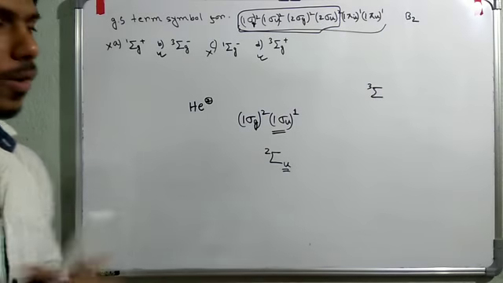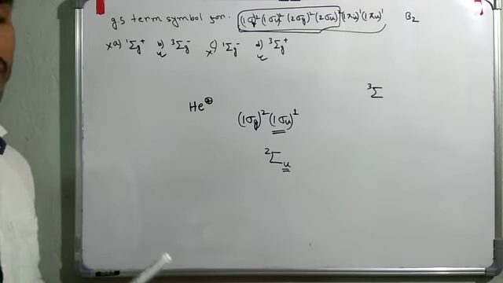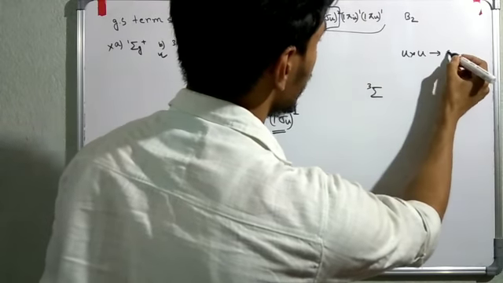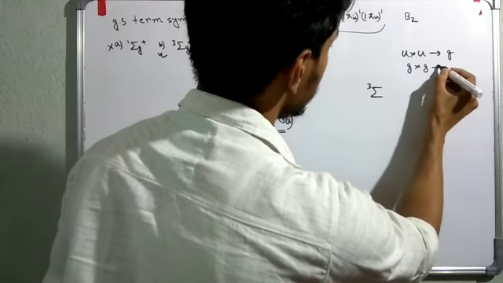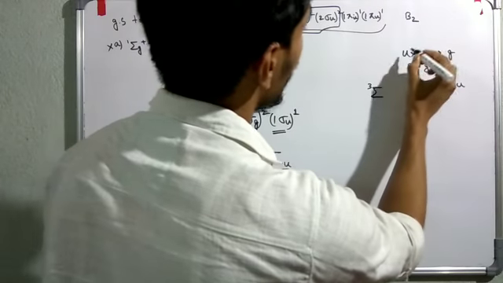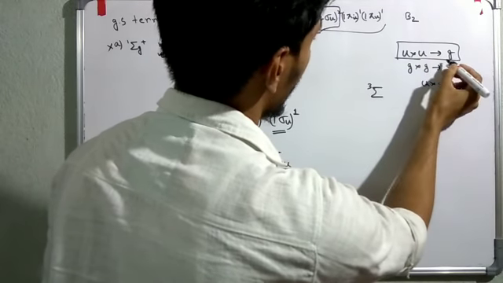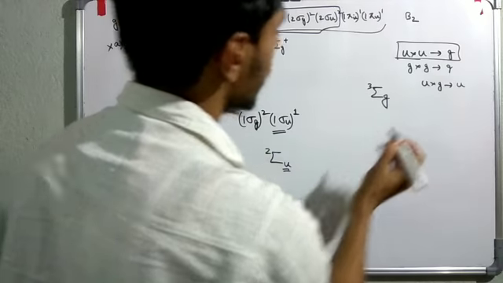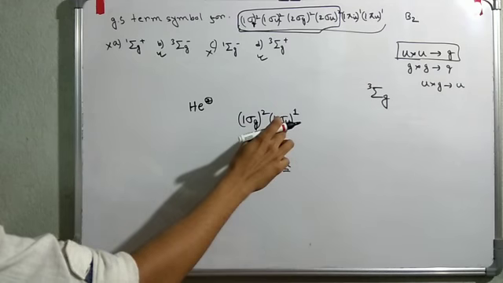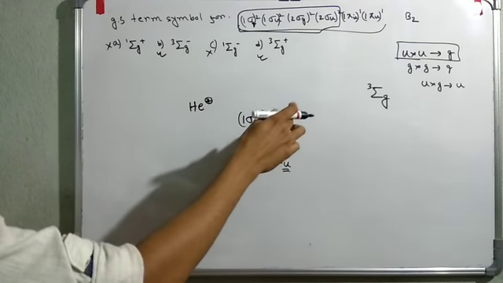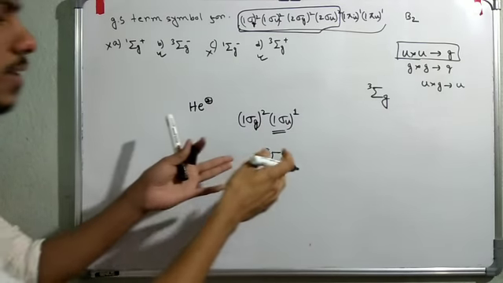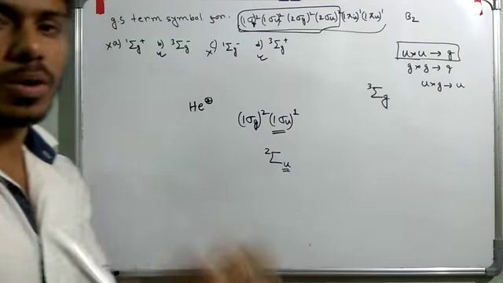So both of them will contribute whether it is gerade or ungerade. And you have to know that if you multiply u and u, you will get g. If you multiply g and g, you will get g. Only if you multiply u and g, then you will get u. So here both are u, so the multiplication of them will give you g. So it is 3 sigma g, right? And here it is 3 sigma u, because you have only one orbital to consider. The symmetry which that orbital has, the same symmetry the molecular term symbol will also have, right?